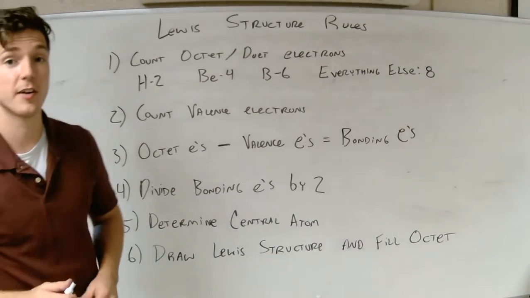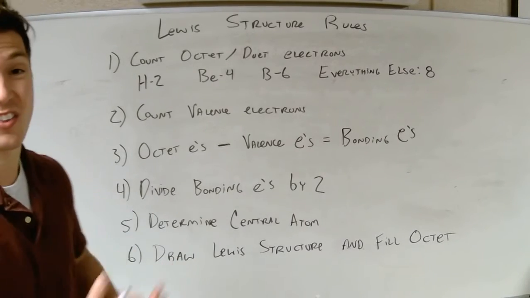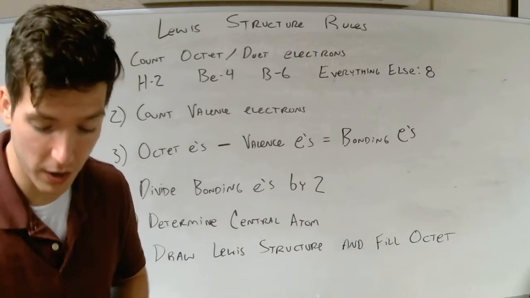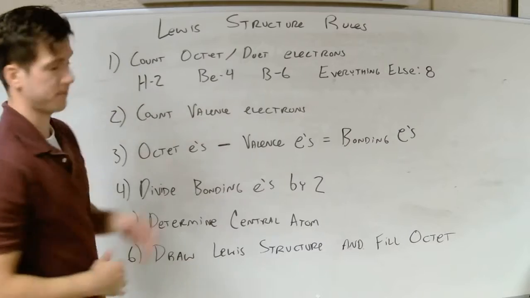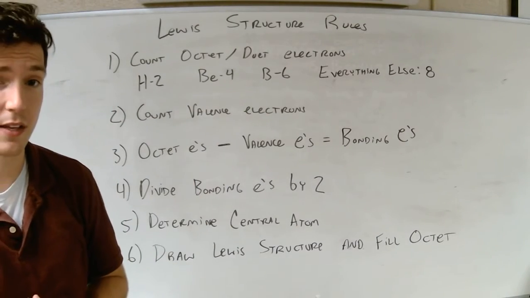Alright everybody, here are our Lewis structure rules. Feel free to pause this and write all these down, but while you are writing these down, I'm going to go ahead and talk about these things. Okay, our Lewis structure rules. Rule number 1, we have to count the octet and duet electrons.